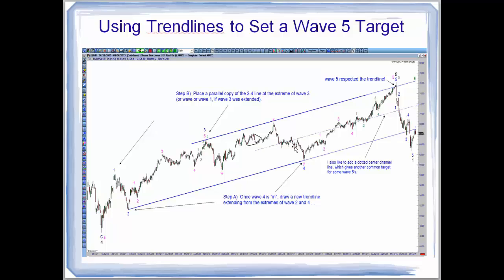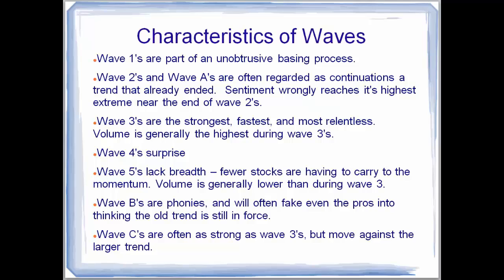And I also like to draw in a center channel line, because many times wave 5s, after a particularly aggressive wave 3, which this was not in this example, but after a more aggressive wave 3, a lot of times wave 5 will end at the center channel point. So we've just seen a way that trend lines help boost confidence in your wave count by distinguishing, for instance, between a typical wave C and a typical wave 3. That was the base channel concept.